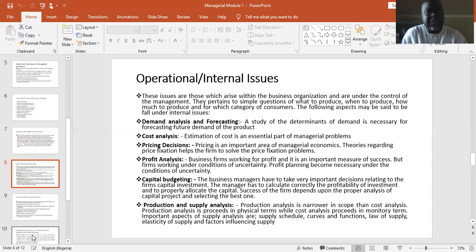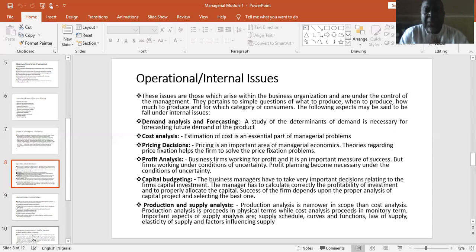So what are those operational issues we are talking about here? These issues are those which arise within the business organization and are under the control of the management. They pertain to simple questions of what to produce, when to produce, how to produce, and for which category of consumers. This relates to the fundamental economic problems that economists set out to solve in a given economy. That is the problem of what to produce. What are we going to produce for our people?